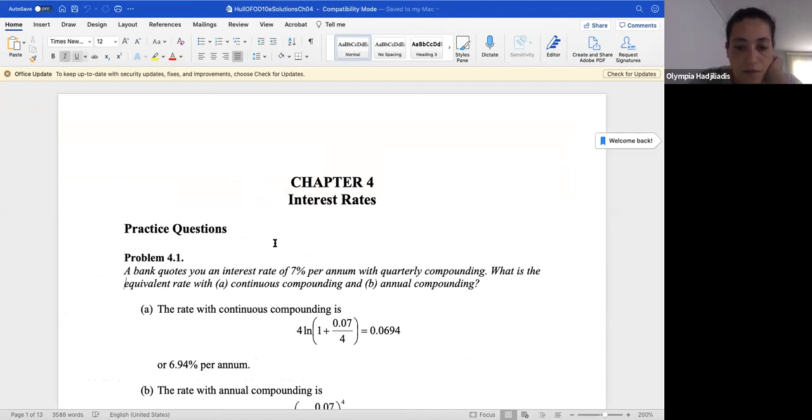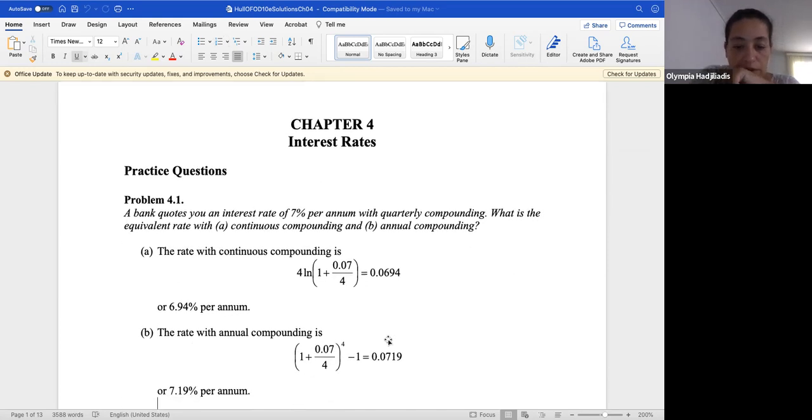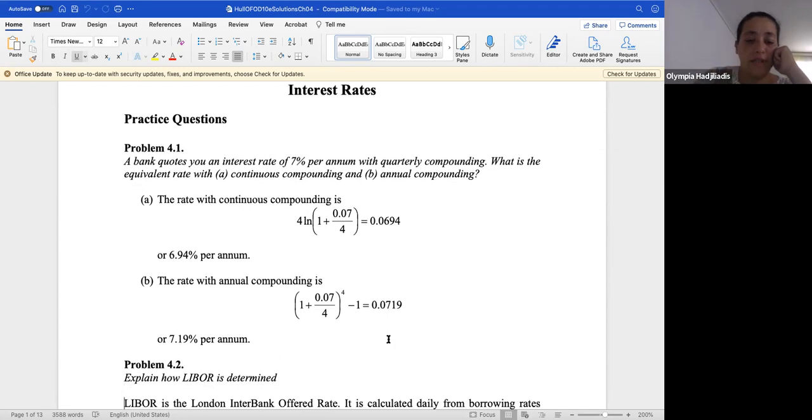So we have in problem 4.1, a bank quotes you an interest rate of 7% per annum with quarterly compounding. The question is, what is the equivalent rate with continuous compounding and with annual compounding? So the rate with continuous compounding is 4 log of 1 plus 0.07 over 4, which is this. And the rate with annual compounding would be 1 plus 0.07 over 4, to the fourth power, minus 1, which is 0.0719, which is 7.19% per annum.